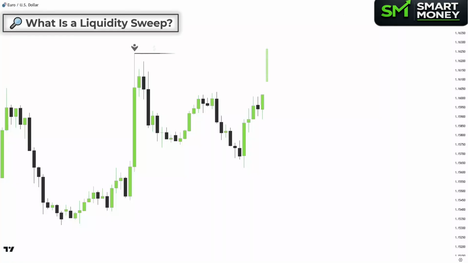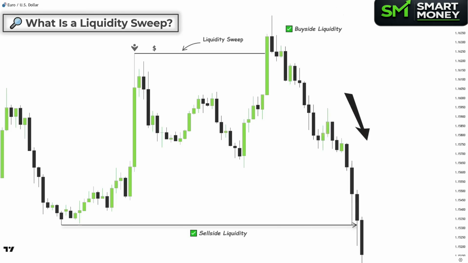A liquidity sweep is all about one thing. Price takes liquidity above or below a key level, quickly closes back inside the range, and then moves toward liquidity on the opposite side. For example, if price sweeps key buy-side liquidity, we expect it to reverse and move towards sell-side liquidity at the opposing level.